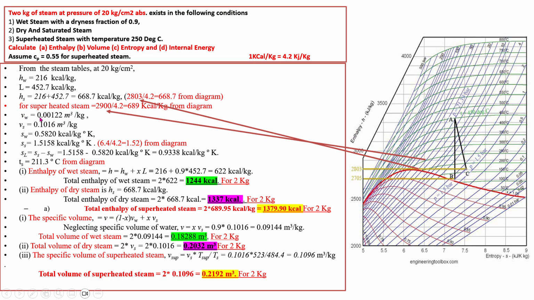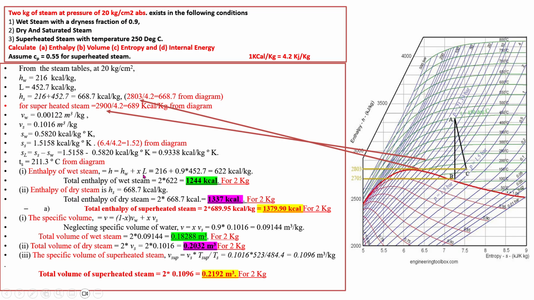Enthalpy like this. And for specific volume also, from the steam table we are going to get the specific volume of water. This is the specific volume of steam. Water is very less. This one is entropy of water, entropy of steam. You can find it from the diagram also. And SL is equal to SS minus SW, that is 0.9338 kilocalorie per kg per degree Kelvin. From the diagram also you can find out.